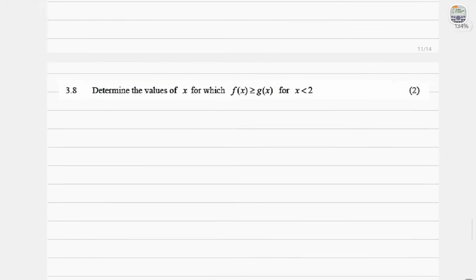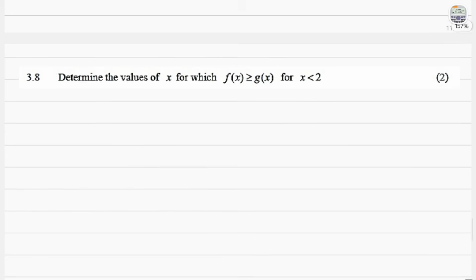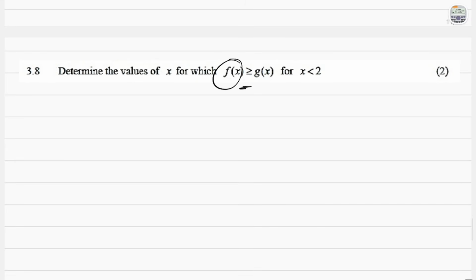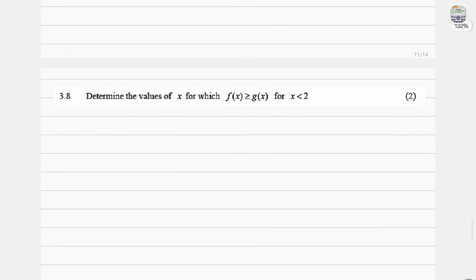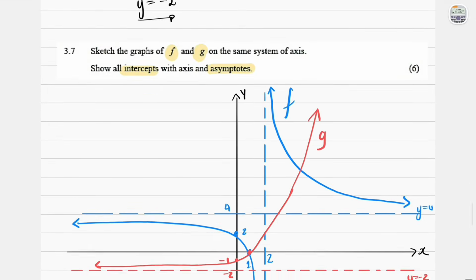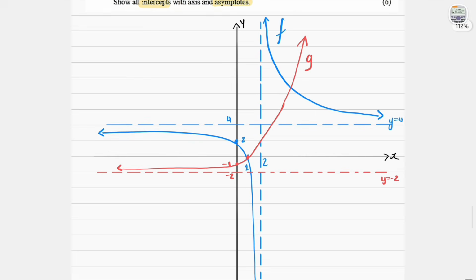Question 3.8 says, determine the values of x for which f of x is greater than or equal to g of x for where x is less than 2. So we're looking in the section where x is less than 2. So when we're looking at this, you see here's 2. This is the x value of 2. This is where x is greater than 2. All of these places, these are x values that are greater than 2. And then this is where x is less than 2.